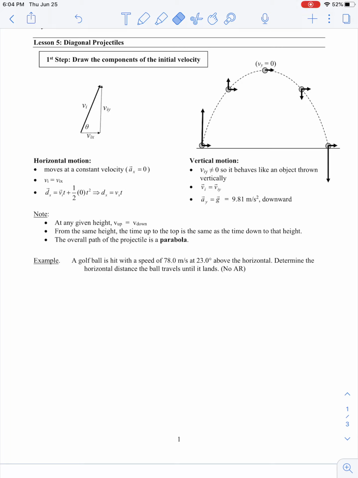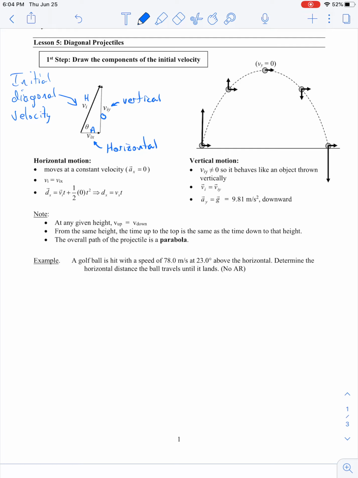In a diagonal projectile, we've got this right here. This initial velocity is the initial diagonal velocity. And because we're throwing it at a diagonal, it has components. It has a vertical component, and it has a horizontal component. The vertical and horizontal can be labeled with adjacent and opposite, and the diagonal velocity then is the hypotenuse.